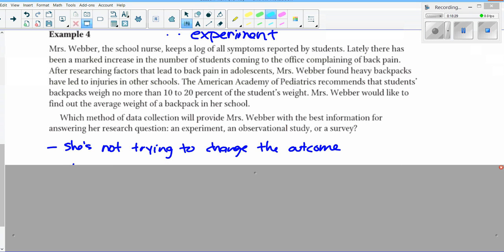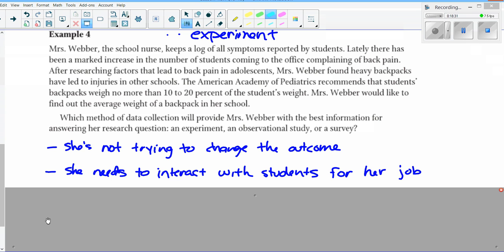She needs to interact with students for her job, but she would also have to interact with them to obtain what their backpack weighs and what they weigh. She's not trying to change the outcome. An experiment is where you're trying to entice, to change outcomes. She's not trying to change it. She just wants to know what the average weight is. Maybe there will be a follow-up to it, but for right now, that's it.